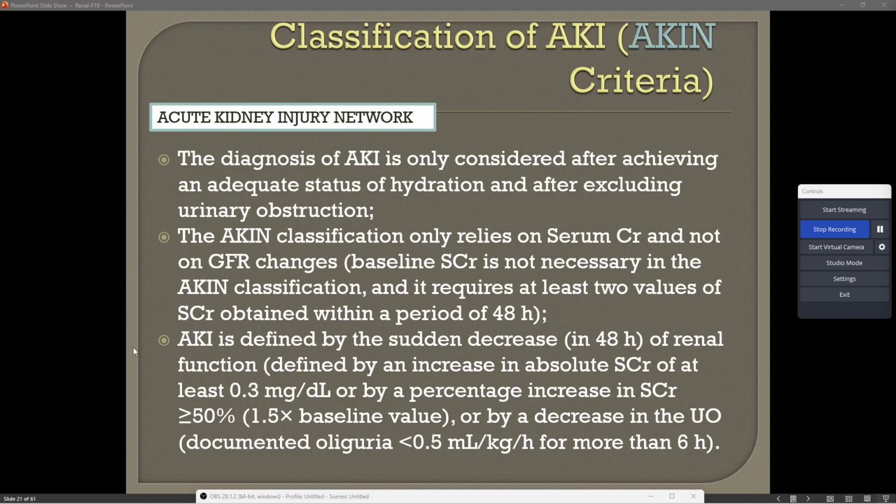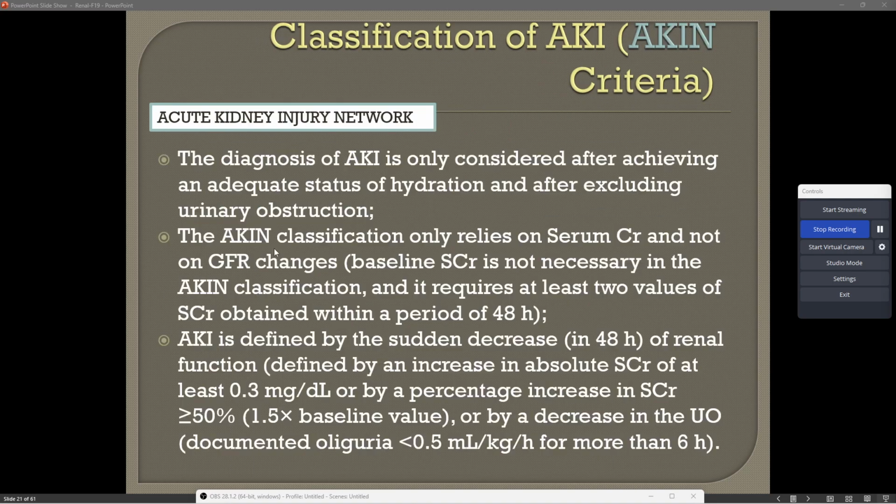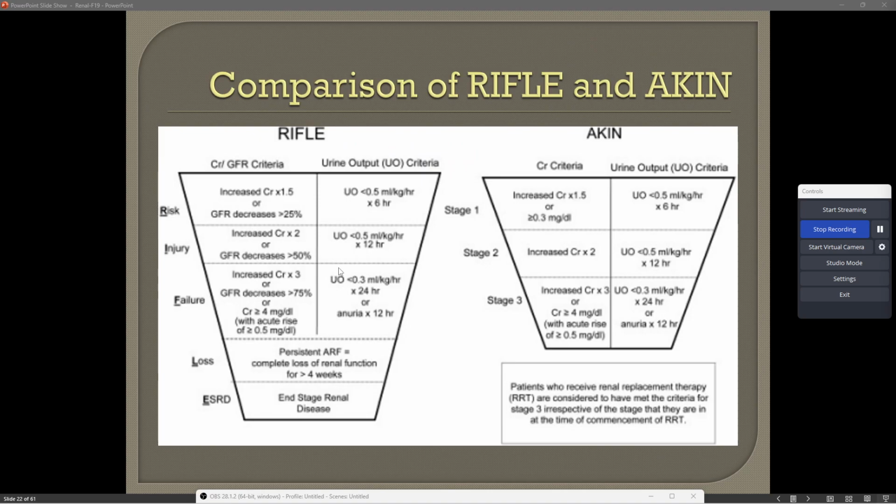So there's two different systems. I prefer you to know RIFLE. I just want you to be aware of what the AKIN is and why it exists. Here is a comparison of the two. I do not need you to know them super in depth.